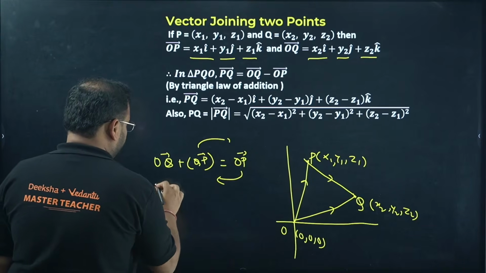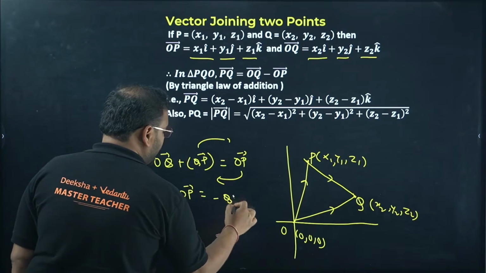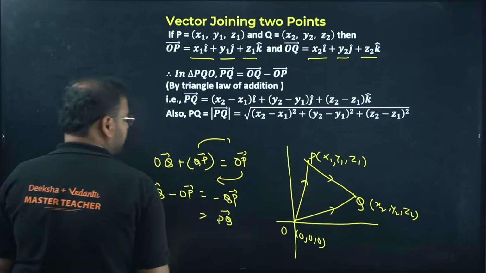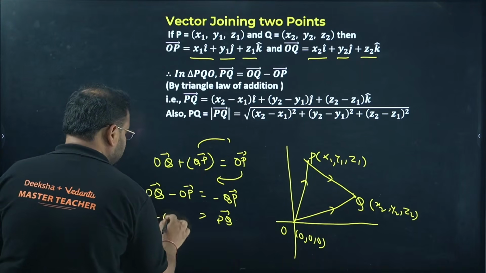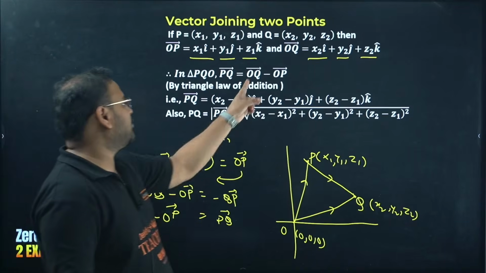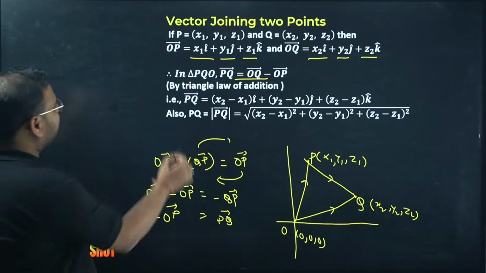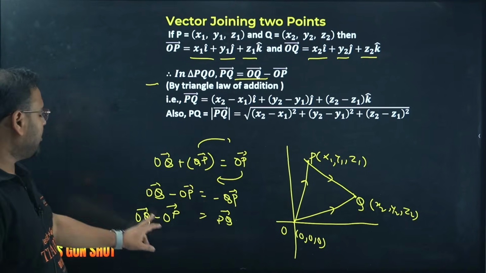So OQ minus OP will be equal to what? Minus QP. If you're moving to that side, QP can be written simply as PQ. What is PQ going to be? OQ minus OP. Can you check it over here? Same thing is written like this: OQ minus OP. By the triangle law of addition, I have just derived it for all of you. Make sense? OQ value we know, OP value we know.